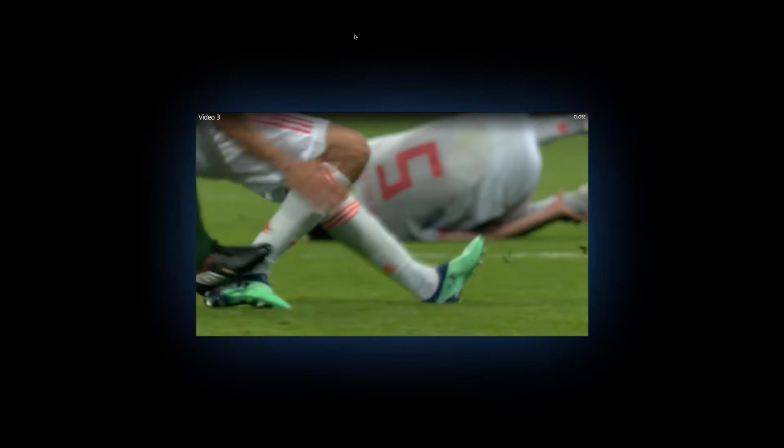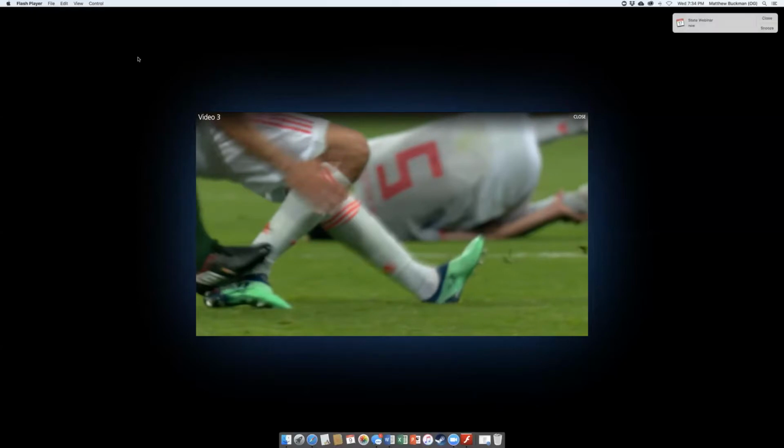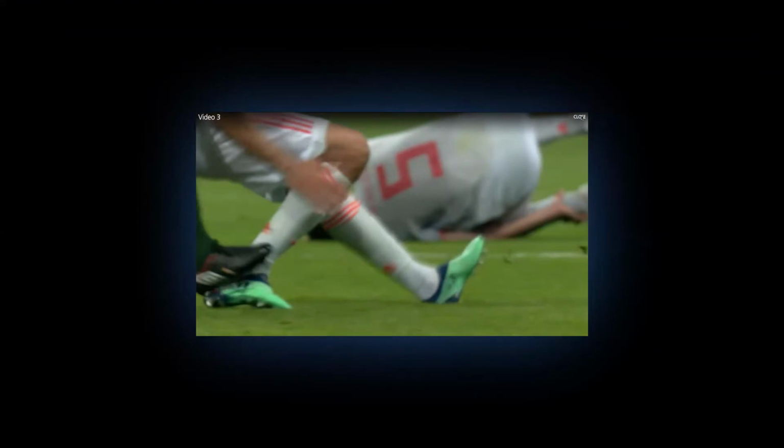Okay, good. So FIFA has a yellow card here. On to the next one.